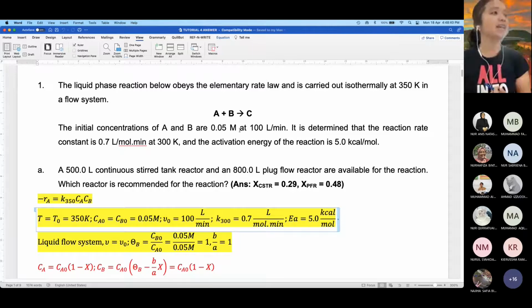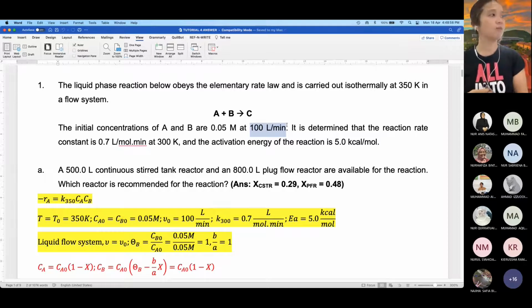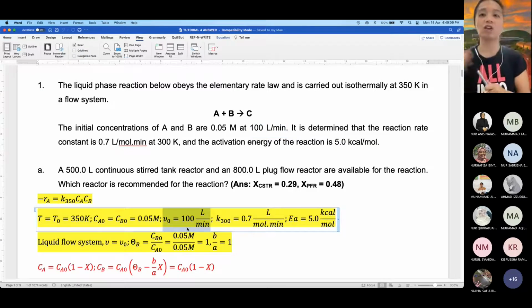Then it says 100 liter per minute. I think in test one, most of you were able to do this. You understand that liter per minute has the dimension of volume per time. Volume per time is called volumetric flow rate, and you already know volumetric flow rate. Since it says initial, you know this is the initial volumetric flow rate, so we use epsilon naught. Epsilon naught is 100 liter per minute, the initial volumetric flow rate.